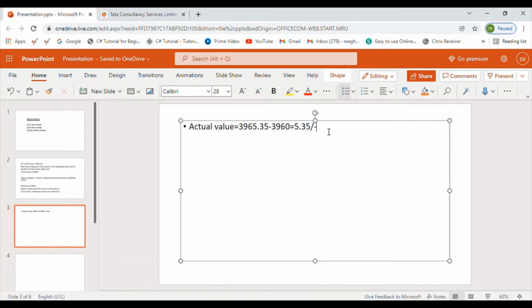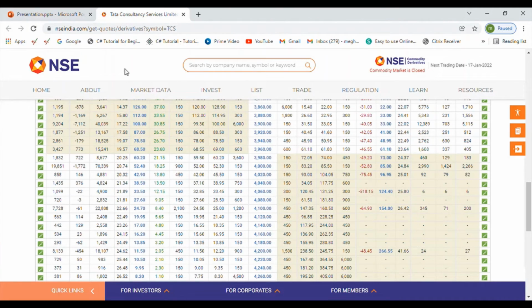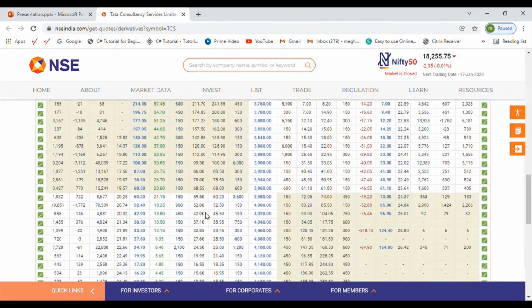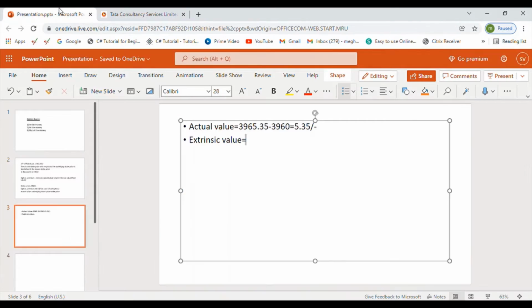Whereas the extrinsic value is basically the time value. What is time value here? The amount of time that is left for this option contract to expire. So it is 27 January 2022, the expiration for this option contract, and today the date is 15th January, so we have 12 days of time left for this option contract to expire.